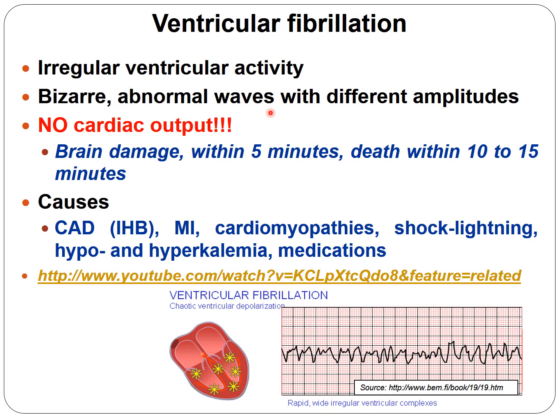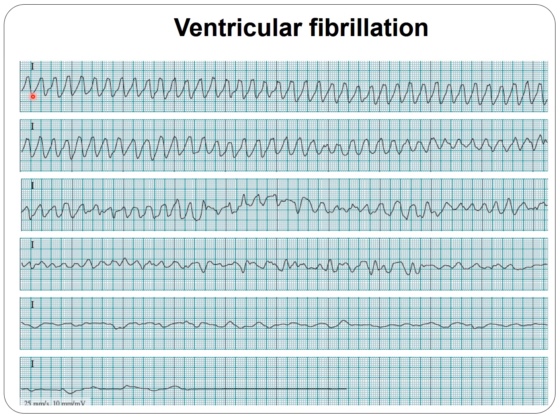If the heart rate increases further, we get to the shivering, when the muscle does not contract, because there is no mechanical contraction and no cardiac output. That can cause brain damage within 5 minutes or even death within 10 or 15 minutes. Again, similarly to the previous one, myocardial infarction, cardiomyopathies, or lightning shock can cause this ventricular fibrillation. This is a deadly situation because there is no cardiac output, no pulse, so the circulation stops. As you see here, the ventricular flutter goes to fibrillation and finally death.